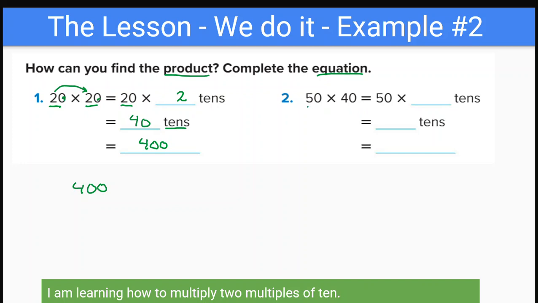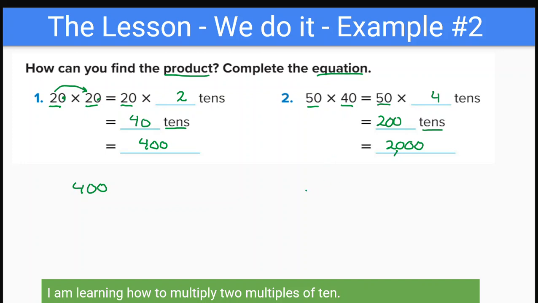This one says 50 times 40. Well, that would be 50 times 4 tens, because that's 40. All right, well, 5 times 4 is 20, right? So 50 times 4 is 200 tens. But remember before I said that if you're saying the word tens, that really equals 10. So it's 200, and 10 for the tens means 200 tens, and that's the number 2000.